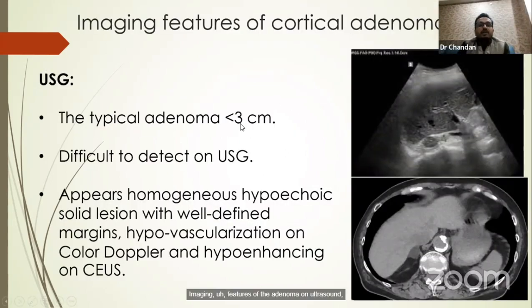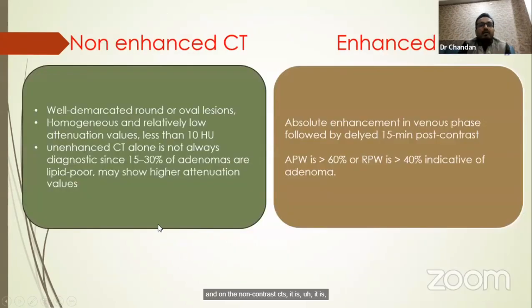Imaging features of the adenoma on ultrasound. Generally, adenoma size is 1 to 3 centimeters, and it is difficult to detect on ultrasonography. If detected on ultrasonography, it appears as a hypoechoic, well-defined, rounded lesion. No vascularity is seen on color Doppler images. On the non-contrast CT scan, it is a well-defined, rounded or oval, homogeneous lesion with a relatively low attenuation value, less than 10 HU.